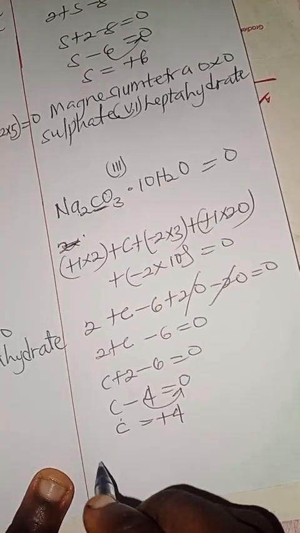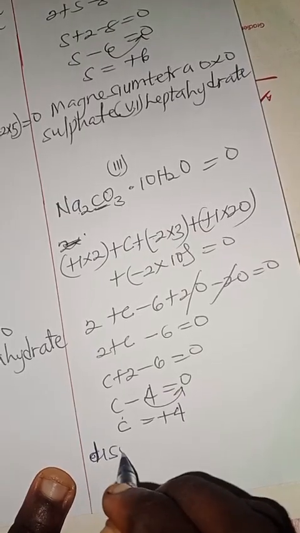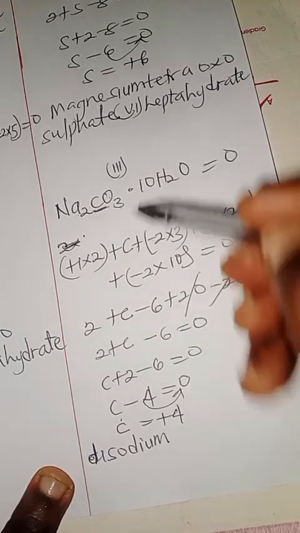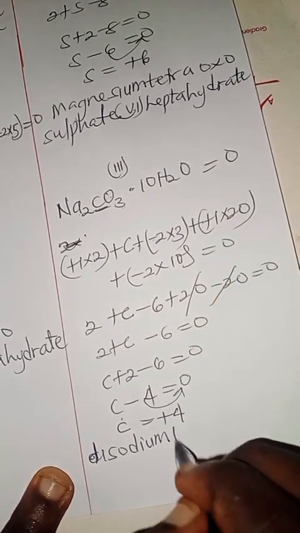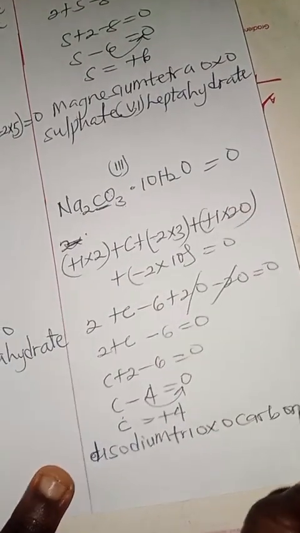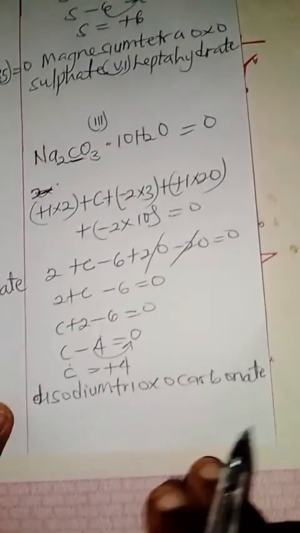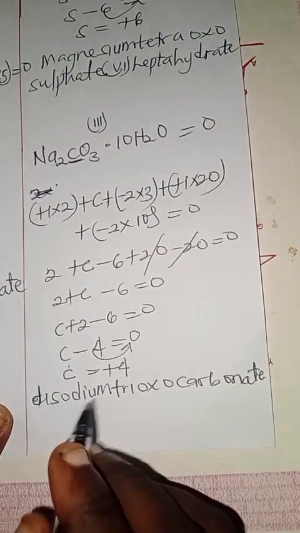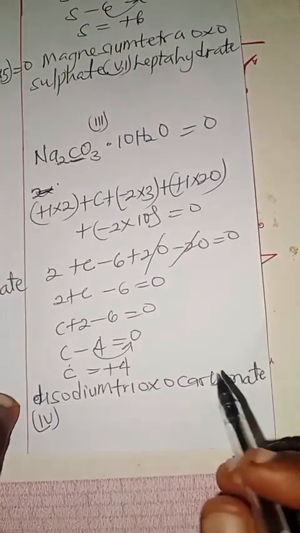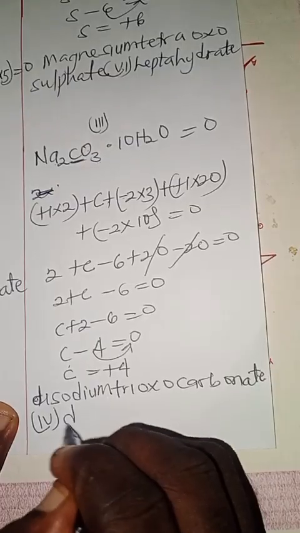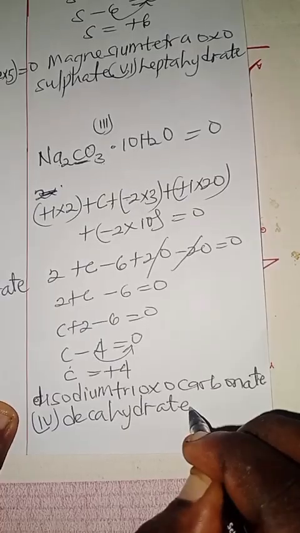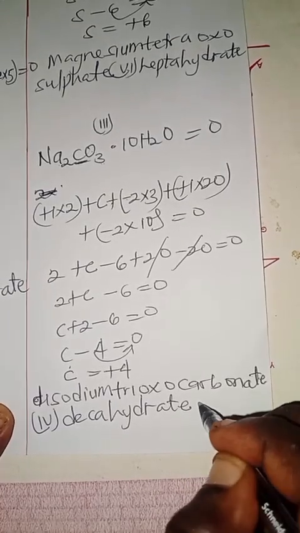Then what's the name? The name is disodium. So we have 3 oxygens here. It's not going to be tetra, it's going to be trioxo, because it's carbonate. Can you see that on the screen? Carbonate 4. Then 10. Who can tell us what 10 is? Deca. So decahydrate. 10 is decahydrate.